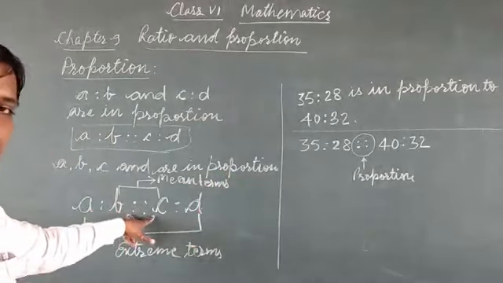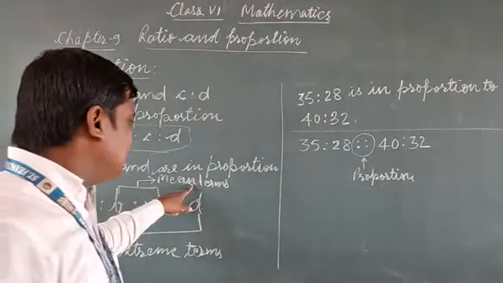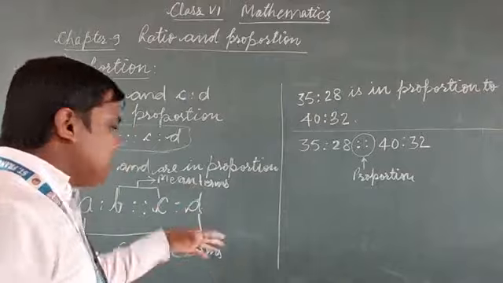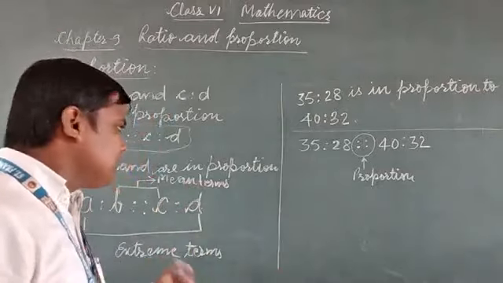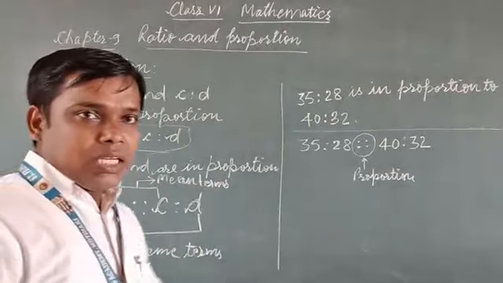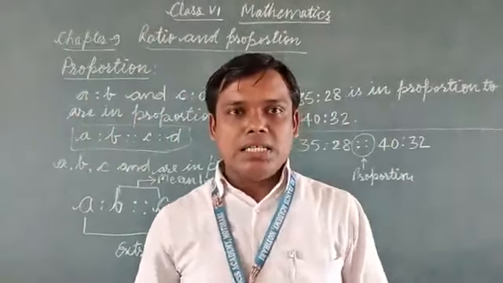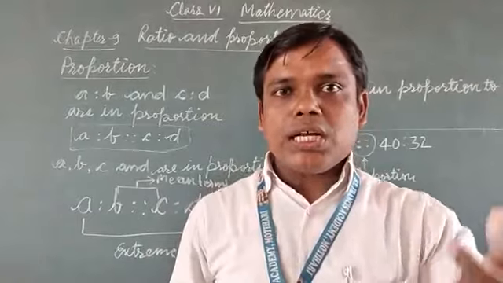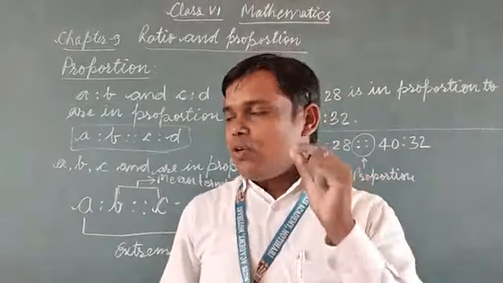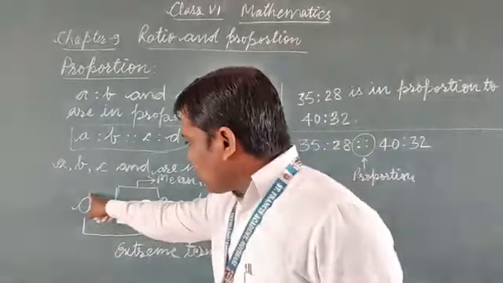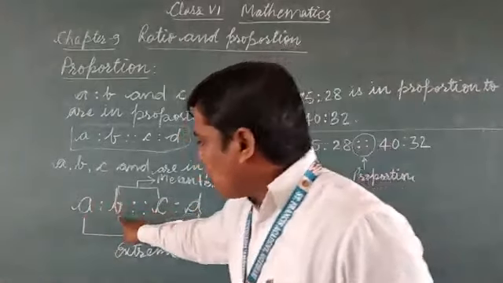The middle two terms, B and C, are called mean terms, and A and D, the outer terms, are called extreme terms. If two ratios are given to us and it is asked whether the two ratios are in proportion or not, you have to calculate the product of extremes and the product of means.